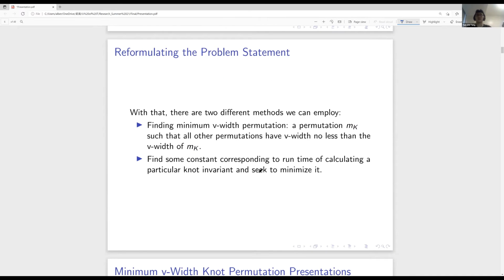And the second one is that we can also look at some constant corresponding to the runtime of calculating a particular knot invariant, and this constant is going to consist of the virtual widths at all the crossings that we calculate, and we'll seek to minimize that. If this sounds confusing, I will come back to this later. For now, I will start with finding the minimum virtual width permutation.